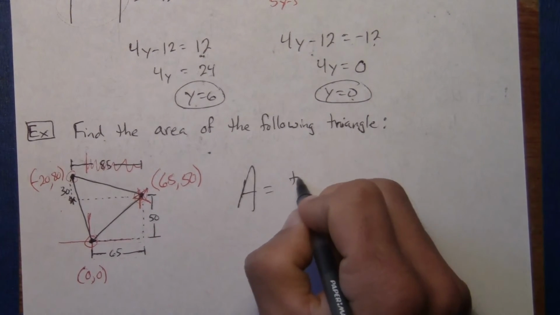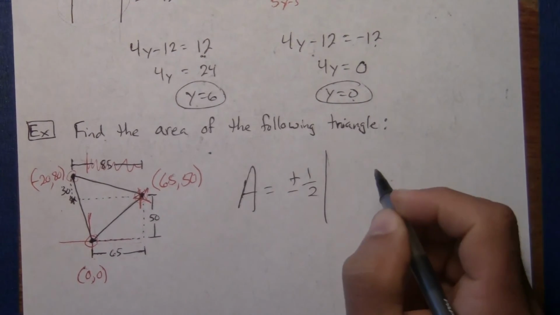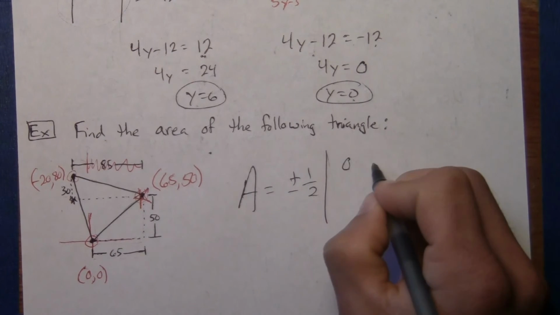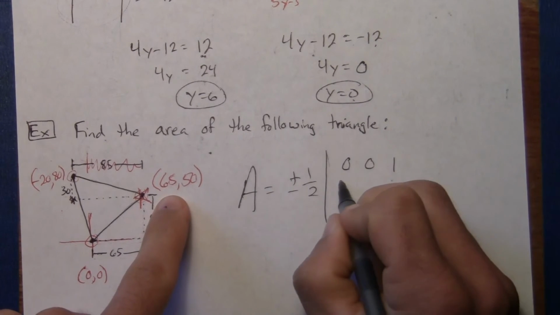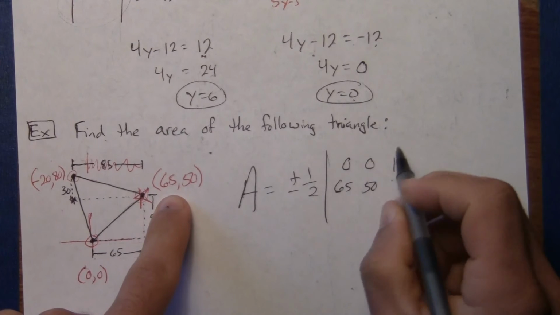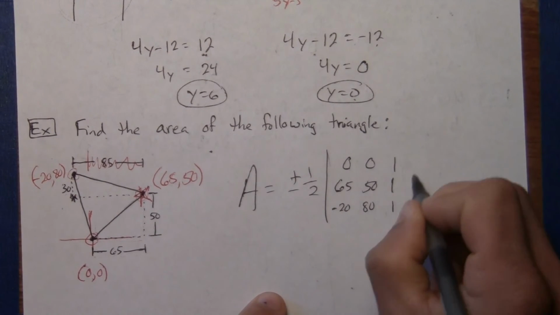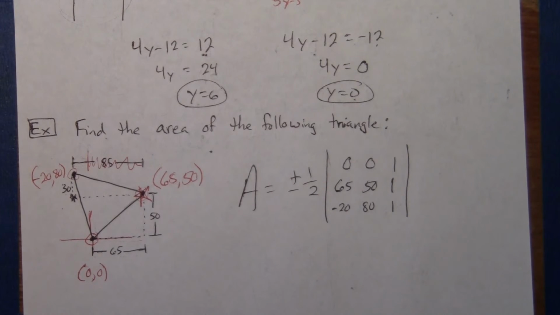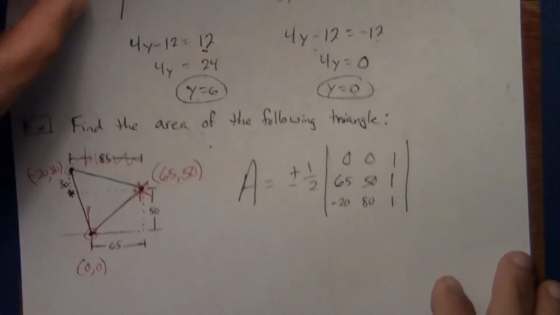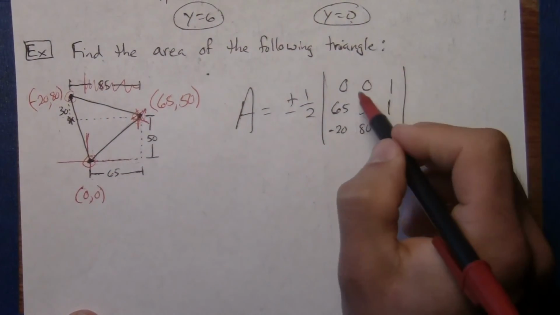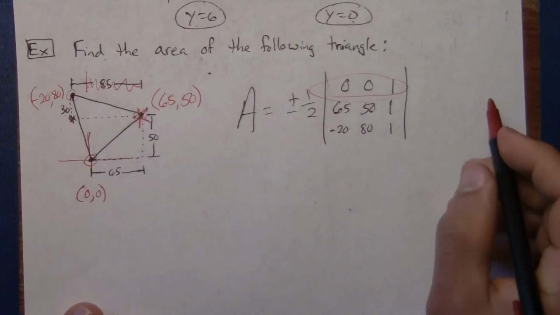So now I've got the area is equal to plus or minus 1/2 times, doesn't matter which order you put these in here, it's 0, 0, 1, it's 65, 80, 1, it's negative 20, 80, 1. And for this one, I'll expand by row by cofactor since I've been doing the arrow thing for everything else. If I was going to do that, I would probably pick that one since of all the zeros.